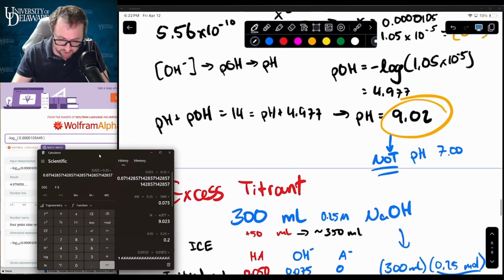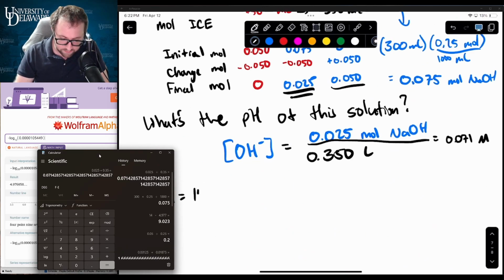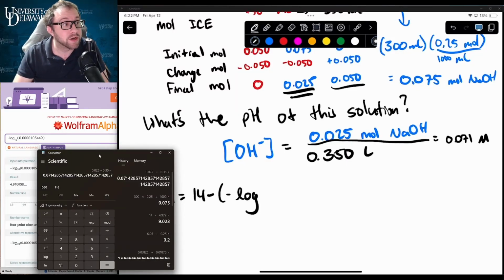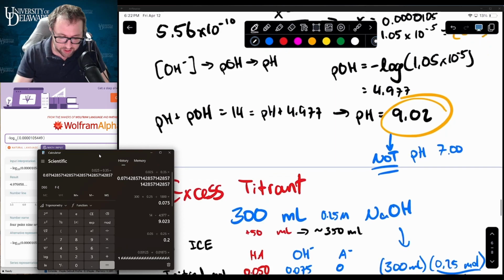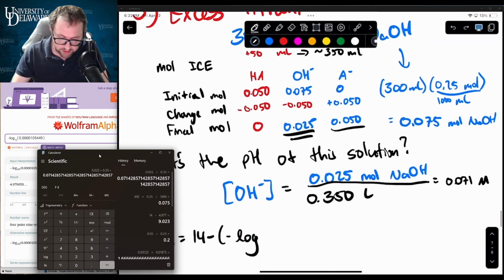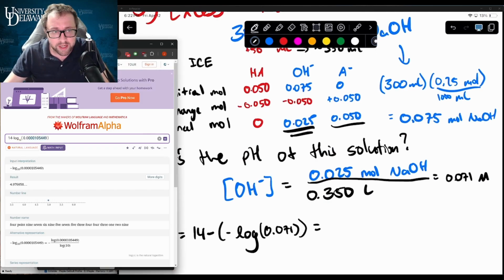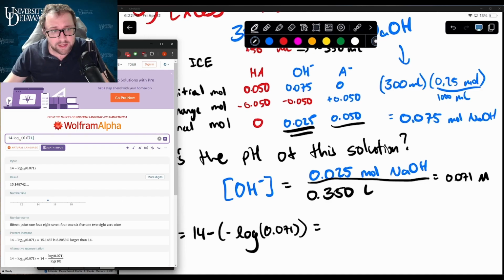So, it's these exact same steps again. So I have 14 minus pOH, because we're moving this pH over there. So it's 14 minus pOH, and pOH is negative log of 0.071. So 14 minus the log of 0.071. And that's going to give us, all right, minus negative, right? So it's going to be positive.